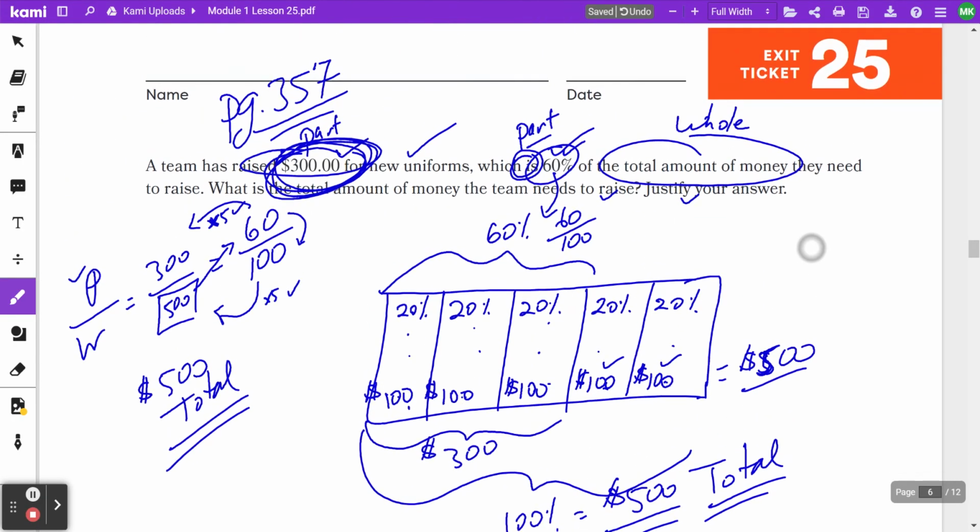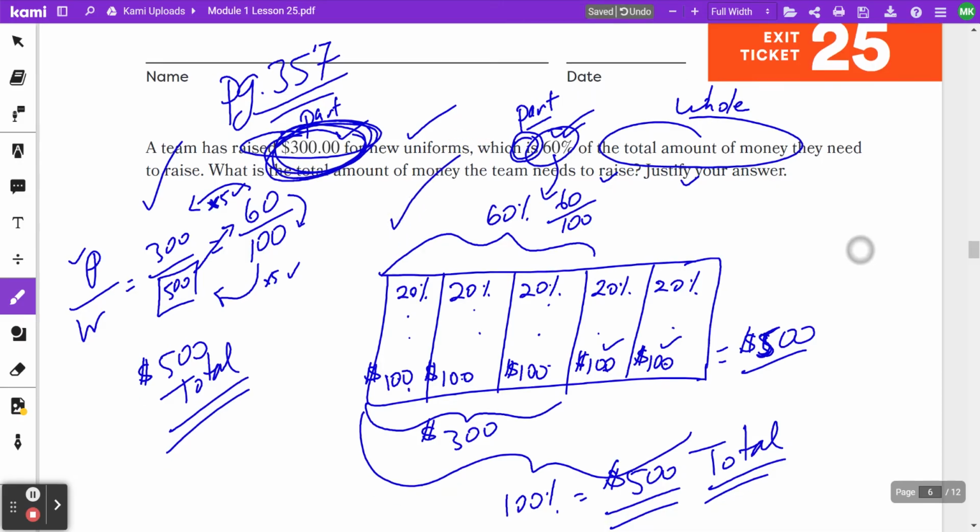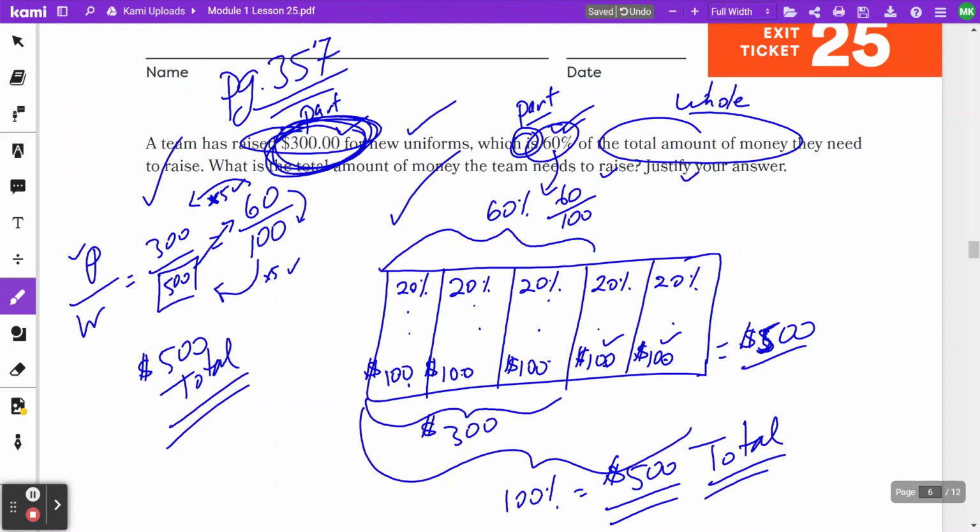There you go. All right. So yeah, that's lesson 25, which I think is really cut and dry. 2 main methods here, right? The nice equivalency method, that little part over whole works great. And the diagram works great too. So if you can build it, the answer comes. It just shows up for you, which is really nice.